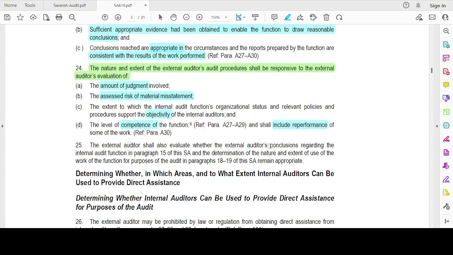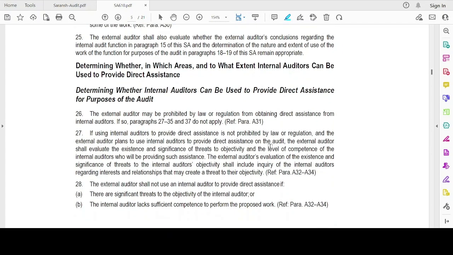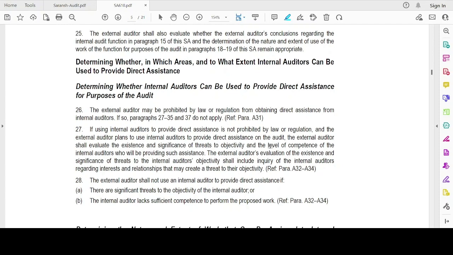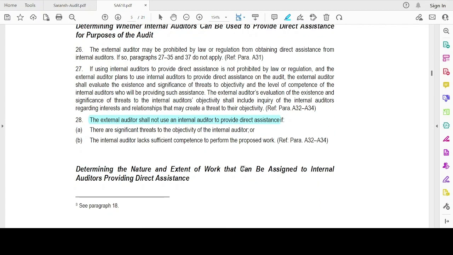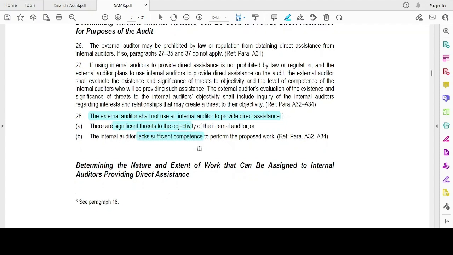Okay, now determining whether internal auditors can be used to provide direct assistance. Now that the internal audit function is done, I'm going to discuss internal auditors. The external auditor shall not use the work of internal auditors to provide direct assistance if there are significant threats to objectivity, or if they lack competence. The same points are going to be repeated again and again.